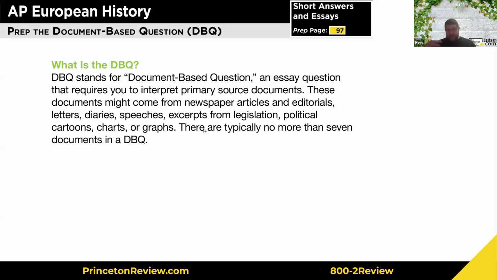The DBQ on each of the 3 history exams is usually a great source of stress. Your job is going to be to interpret primary source documents that could come from newspaper articles, letters, diaries, speeches, legislation, political cartoons, charts, graphs, folklore, poems, traditions, all of that. Usually, there are no more than 7 documents in a DBQ. There's almost always 7. We have seen 6 before.